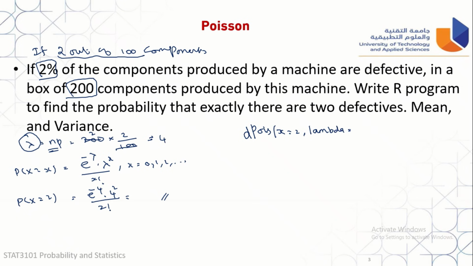Lambda. I told you many times, just type 3 letters and let RStudio respond, and then you can type enter to get into that. So what is the lambda value? It is 4. Execute this and get your answer. And what is the next one?